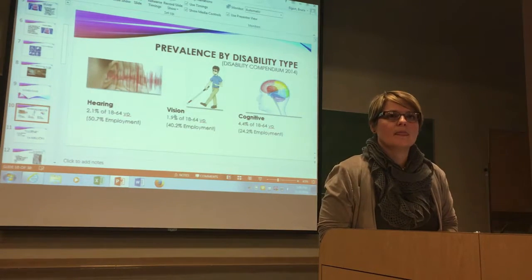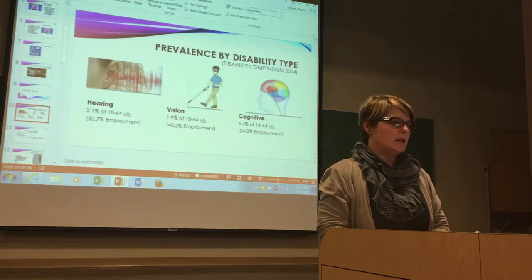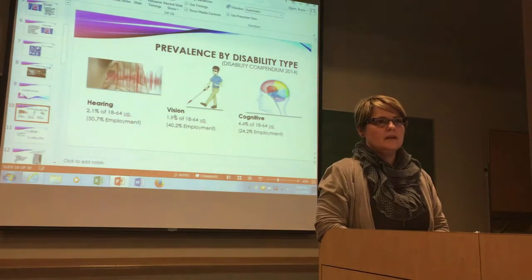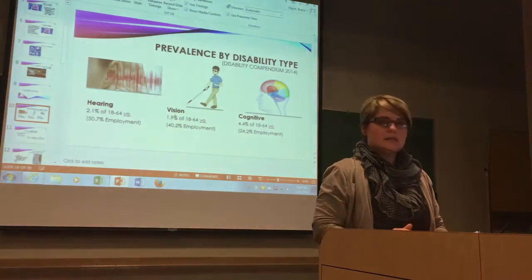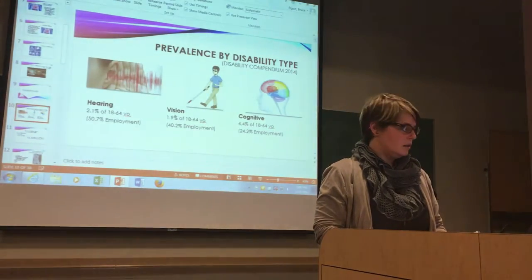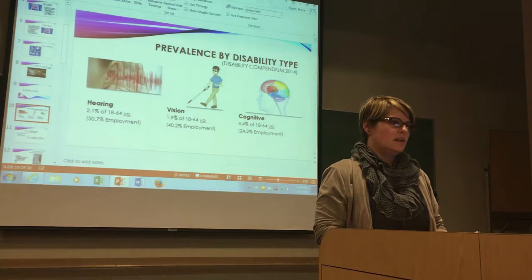Is this only in the U.S.? These are U.S. numbers. The Disability Compendium is part of a U.S. I think that they're related with the census. Can you explain the 2.1%? Is that 2.1% of the entire population or 2.1% of working population?